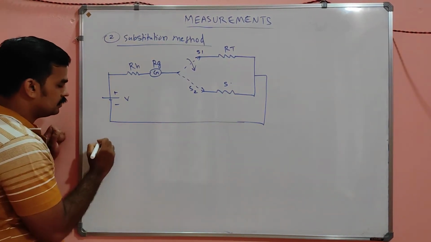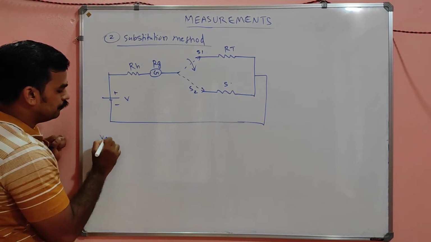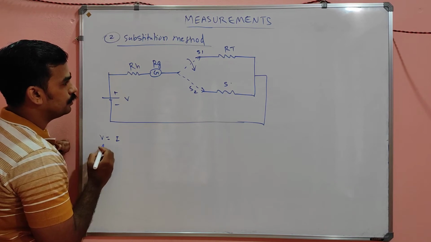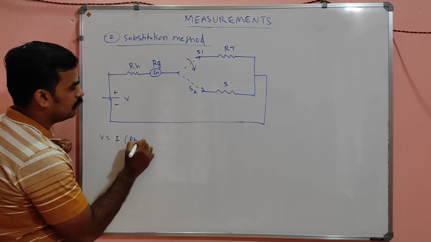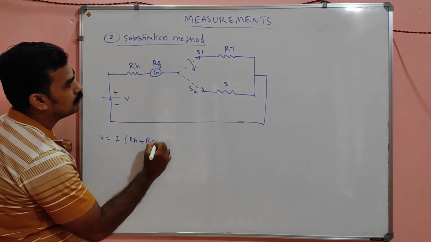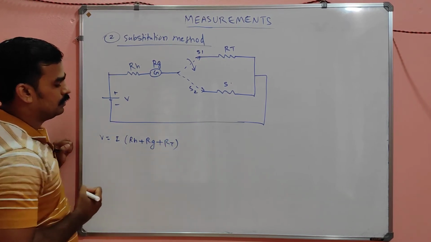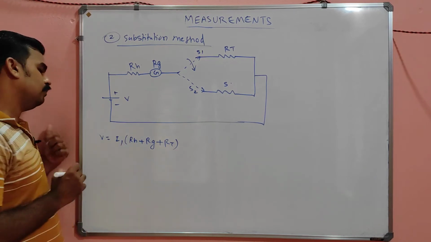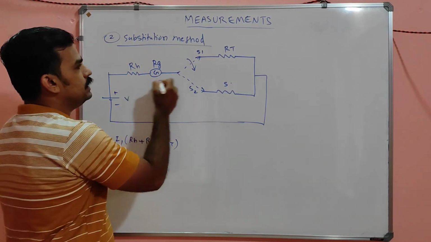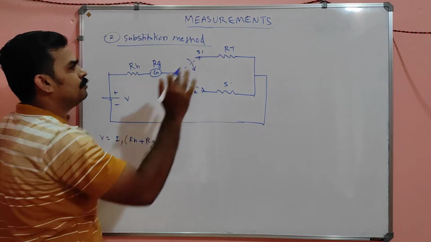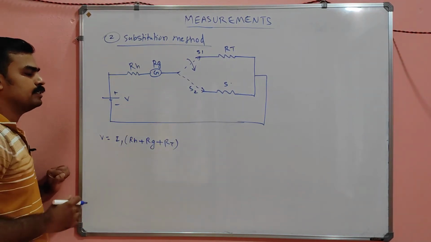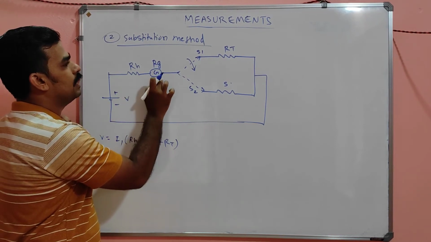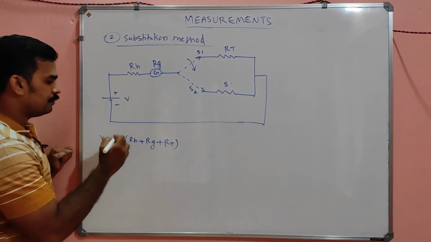Listen, my dears, I can say V is equal to, let the current be I1, I1 into RH plus RG plus RT. Am I correct? Let the current be I1, initially in the S1 position. So V is equal to total current I1 into RH plus RG plus RT. This is for the S1 position.